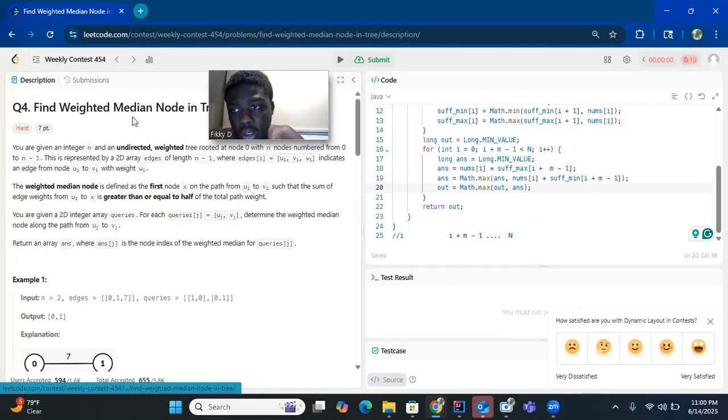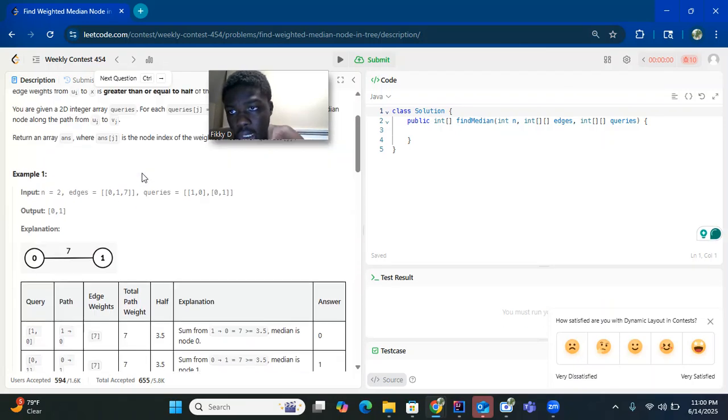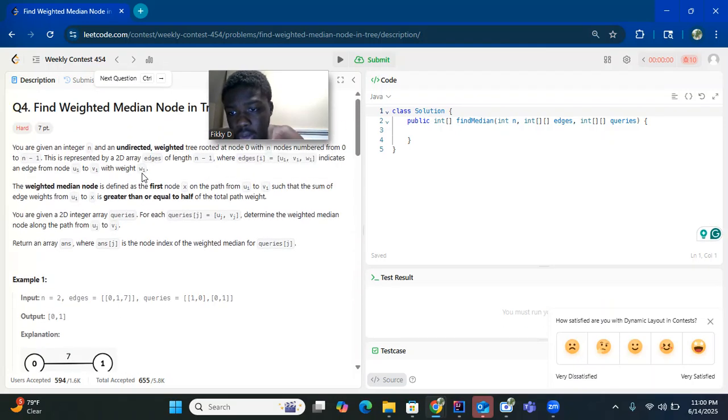Number four, I'm probably going to upsolve, and we'll look into it, but whatever. Yeah, that's pretty much it.